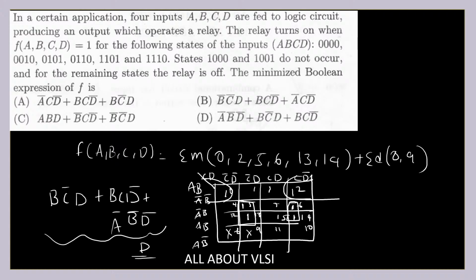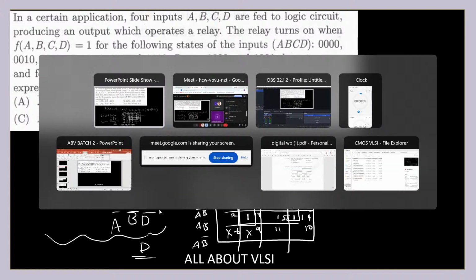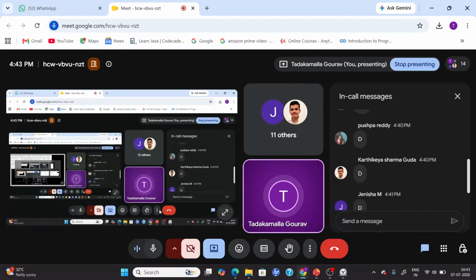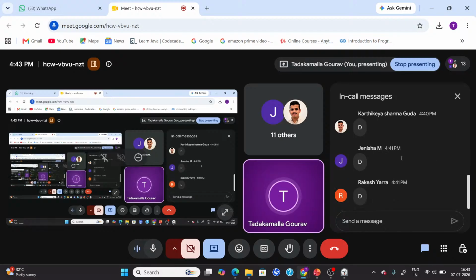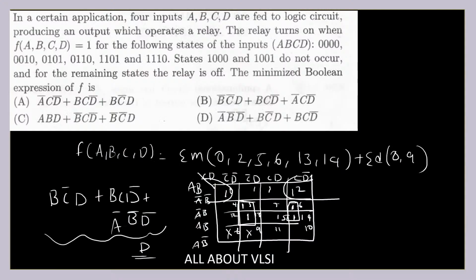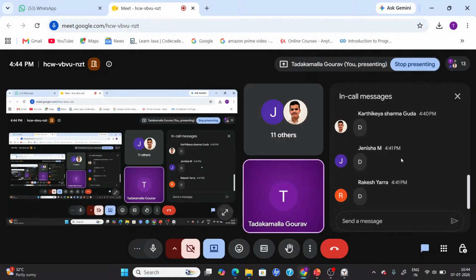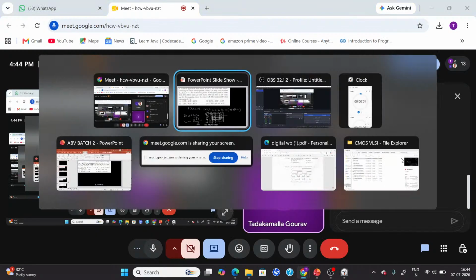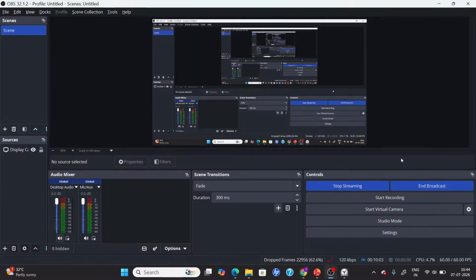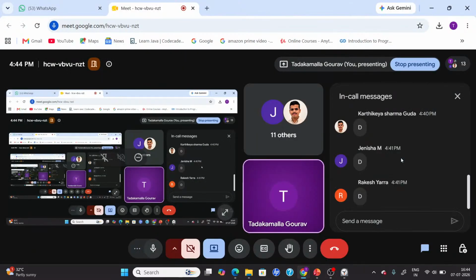So for others, is it clear how you're going to consider this particular solution and get the answer? I can see many of you are getting option D. Anyone having any doubts in this particular solution? Shall we move forward? Okay. So let's see the next question.